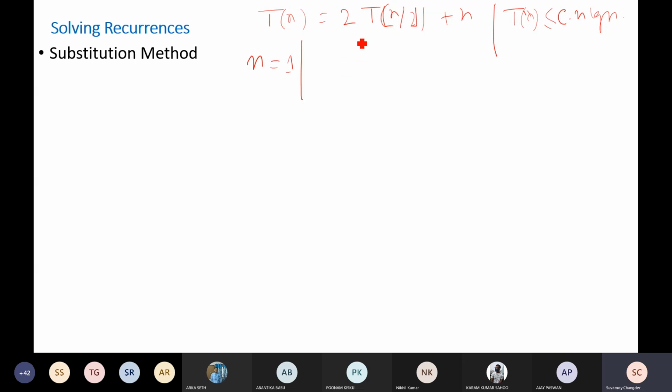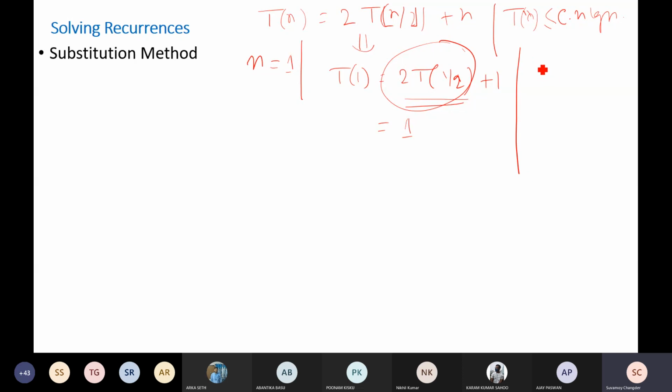For n equals 1, from here we will get T(1) equals 2T(1/2) plus 1. Half means no value, because we cannot execute any algorithm with half of the element. That is half an element, not even a single element. So this is immaterial, 0. So we can write T(1) is equal to 1.